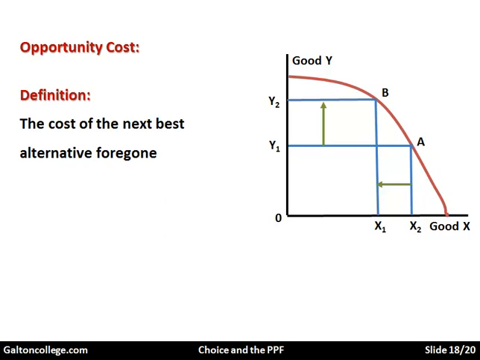Now the opportunity cost is the cost of the next best alternative foregone. The next best alternative given up. That's what we mean by opportunity cost. It's what we give up to do something or to get something. It's the next best one. It's not just any one, it's the next best one that we've given up.